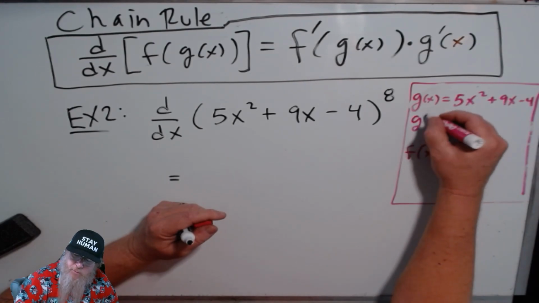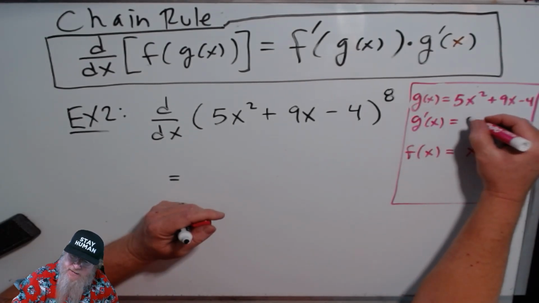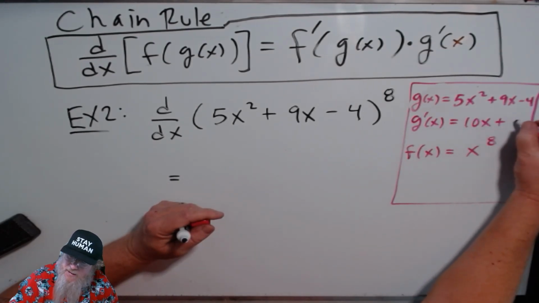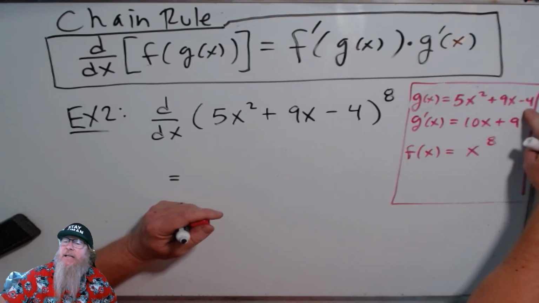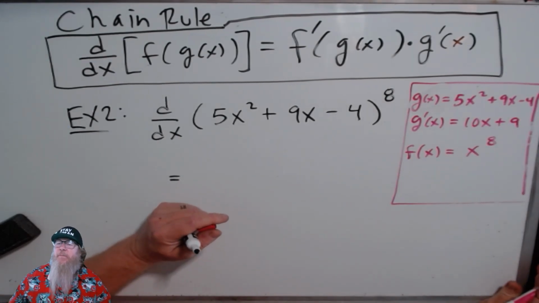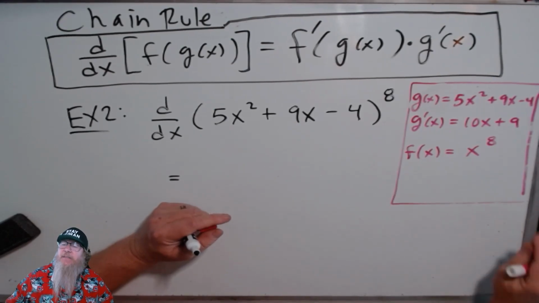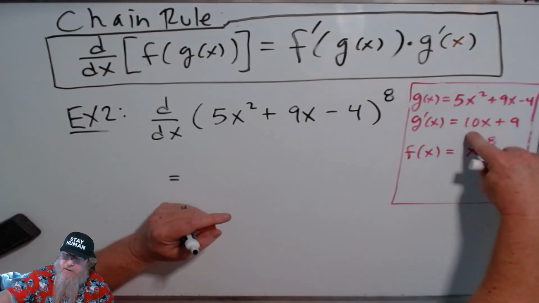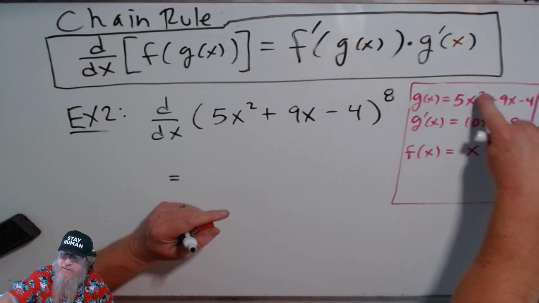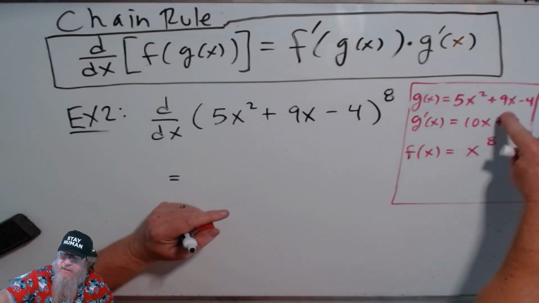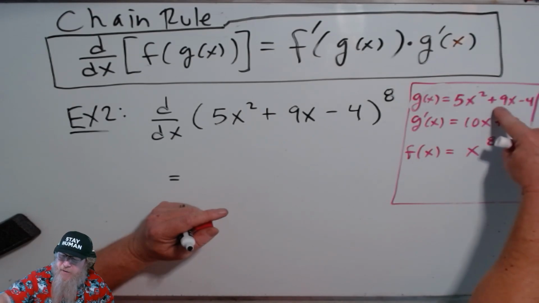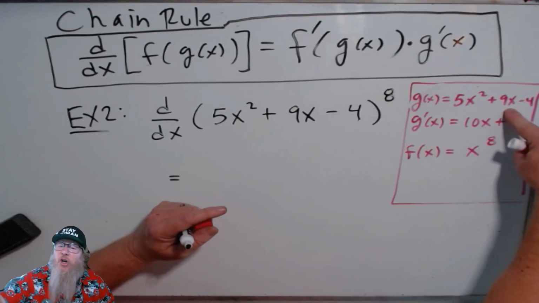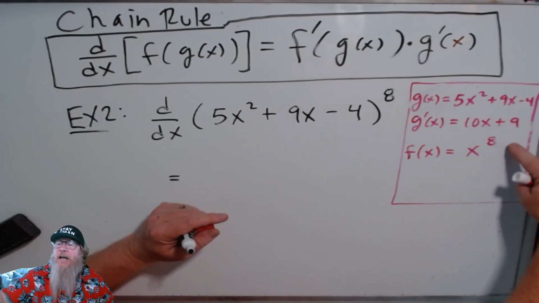So g prime of x is 10x plus 9. Again, doing that very quickly from the previous lessons. You just multiply the power times 5. So 2 times 5 is 10. And then subtract 1, so that's going to be x. And then this one is a linear function, 9x, or a linear term. The derivative of 9x is just 9.